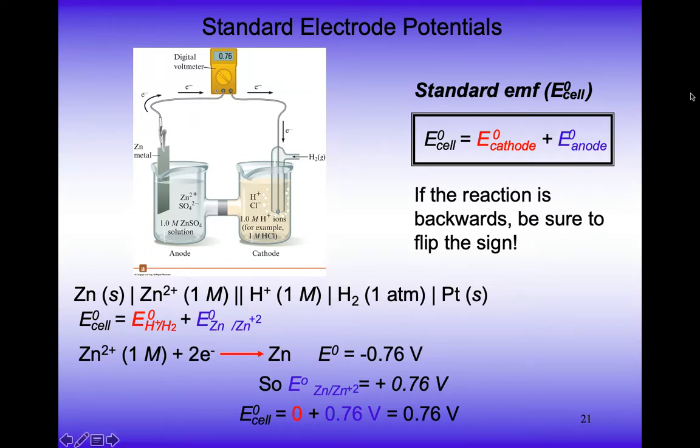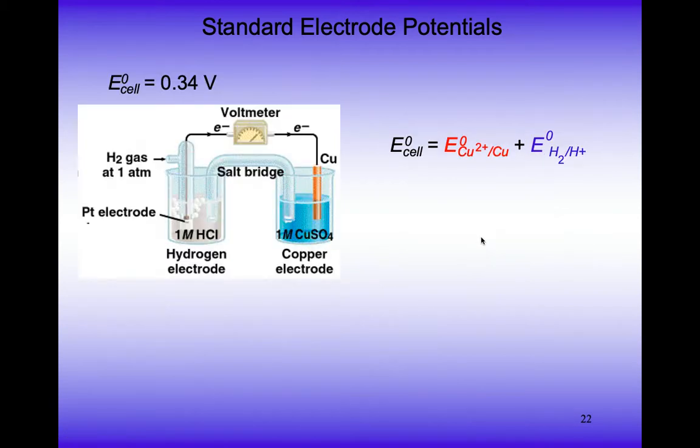One you will have to flip, and it will be your anode. You'll have to flip that and change the sign of your cell potential because one has to be the reduction and one has to be the oxidation. And just remember to flip the sign when you flip that reaction.